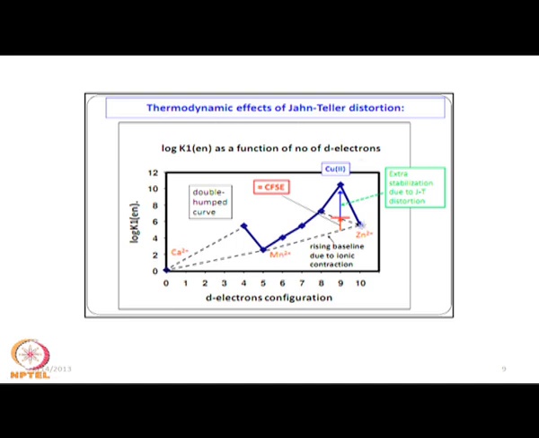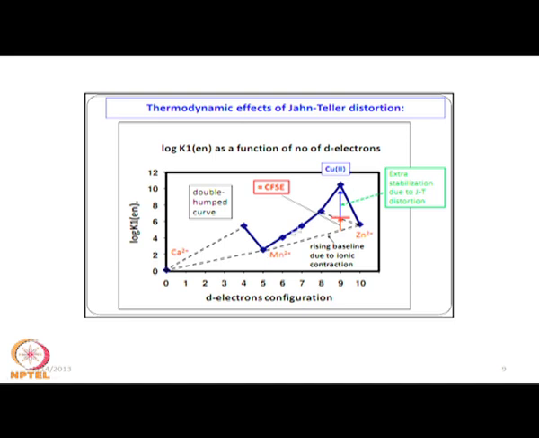The thermodynamic effect that we will see afterwards is the binding of ethylenediamine to all these metal ions, starting from the main group element calcium, to scandium, titanium, vanadium, chromium, manganese. These are the cases where we can get the double humped curve. These double humped curves are also very useful for the metal oxygen bond in the solid state that we will discuss afterwards.